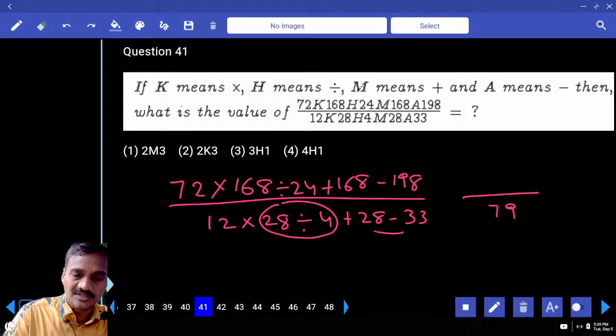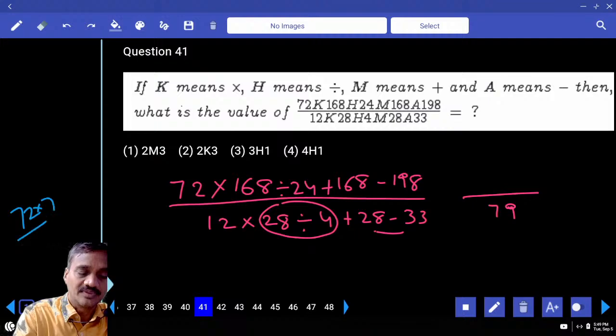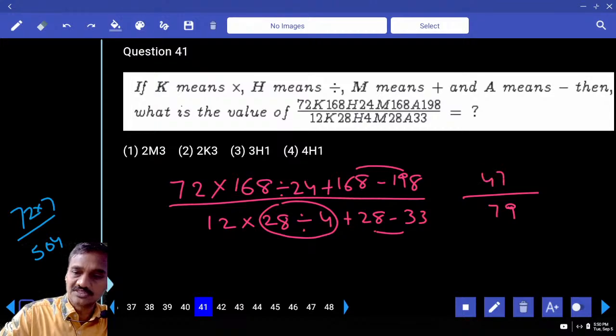And similarly in the above, if you have 72 into 168 divided by 24, 168, 24, how many times does it go? 24, 7 times, right? 20 into 7 and 4 into 7. Now this is 72 into 7. That is 70 into 7, 490, plus 14, that is 504. And 504 minus 30 is how much? 474. Isn't it?